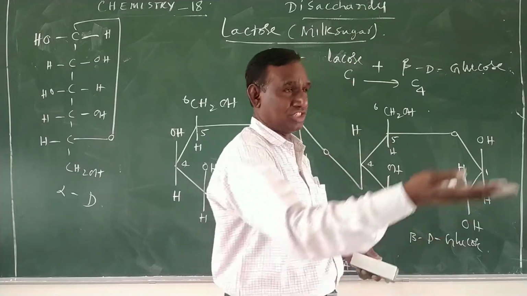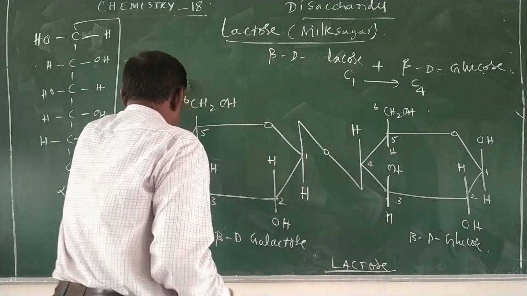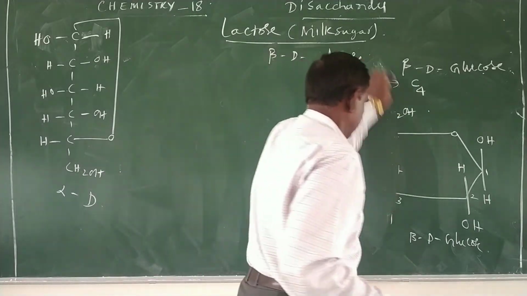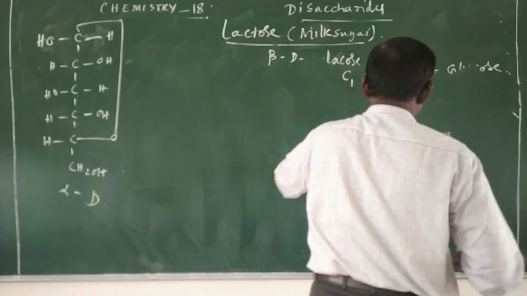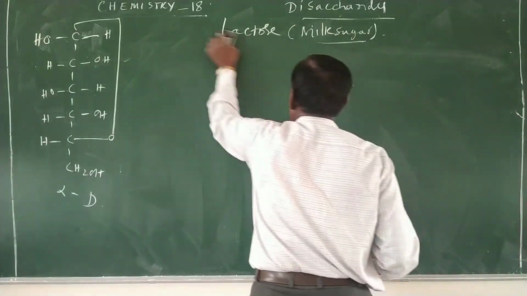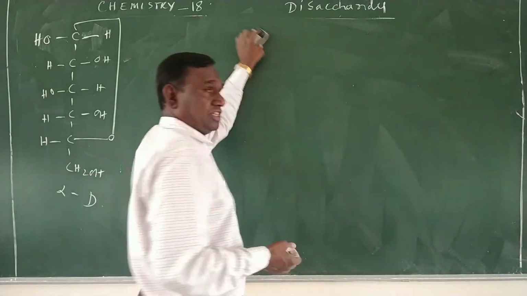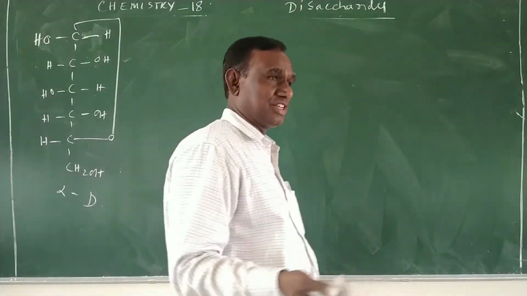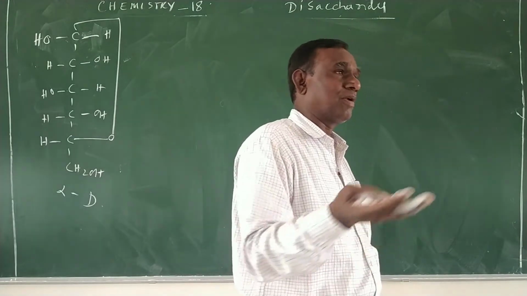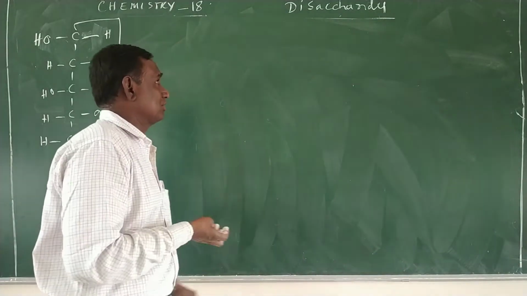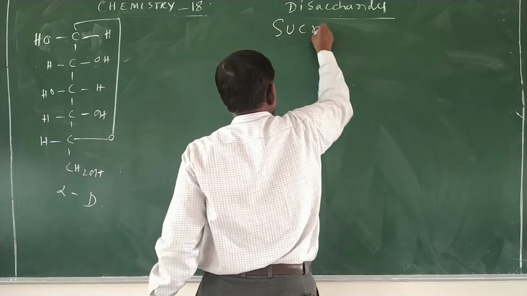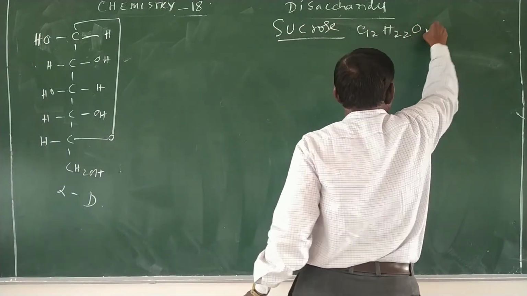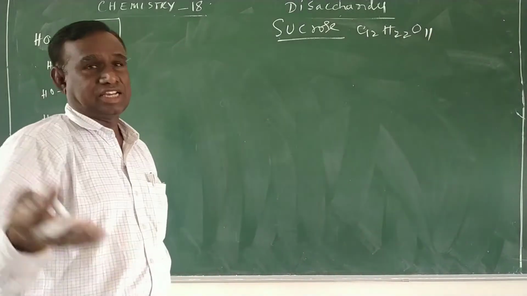One more is sucrose. The structure of sucrose is a disaccharide, and it is a non-reducing disaccharide. It does not contain either an aldehyde group or a ketonic group. Sucrose is C12H22O11, a non-reducing disaccharide.